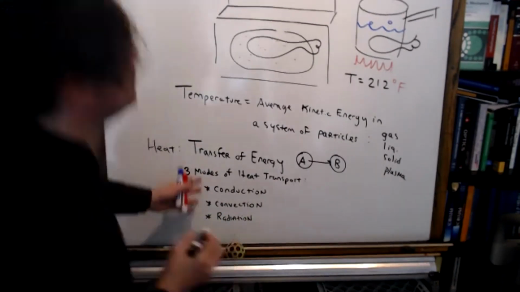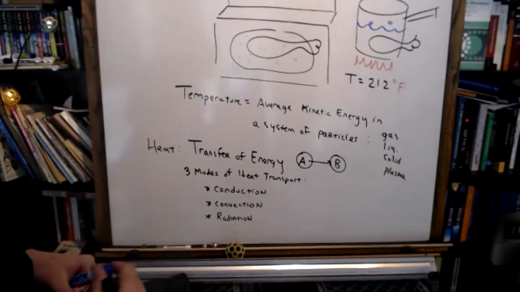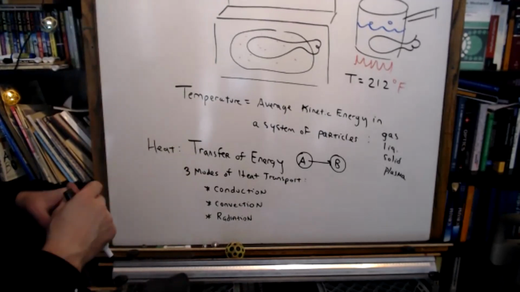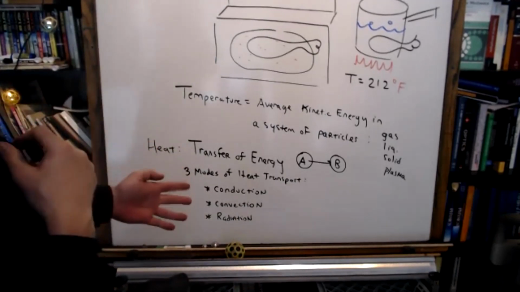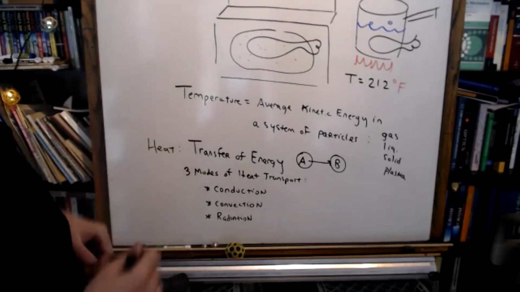Now, I have lots of things to say about these three modes, but I'll wait until the appropriate time to get into the deets on it. For now, I want you to know that there are three possible methods of heat transport: conduction, convection, and radiation. That's it.